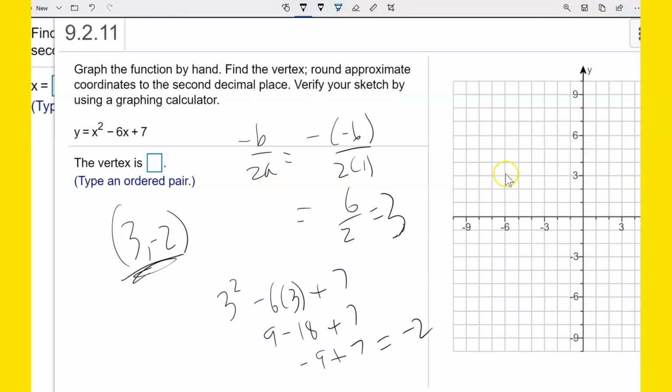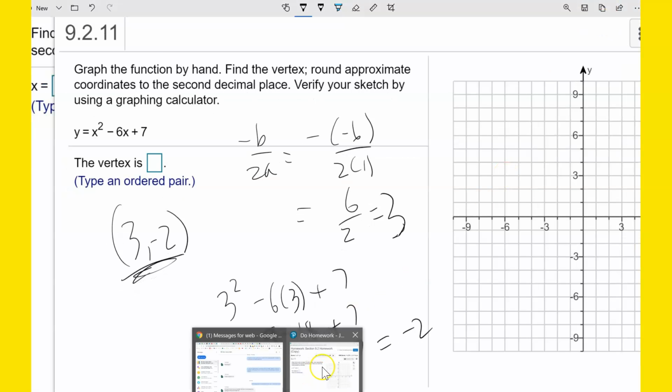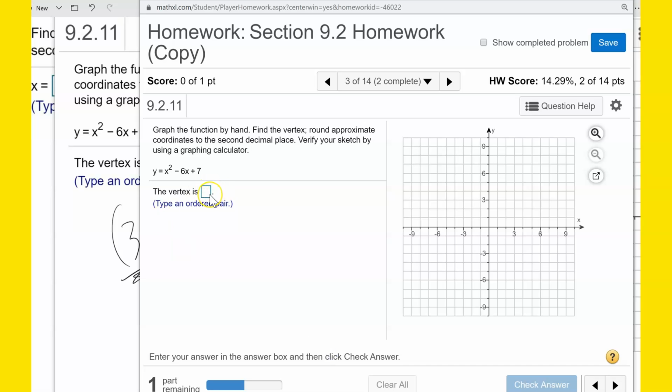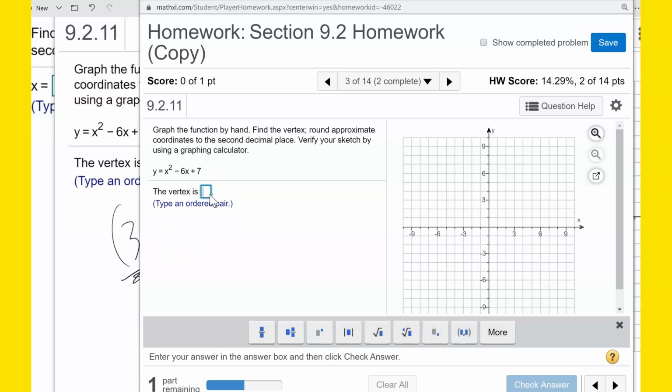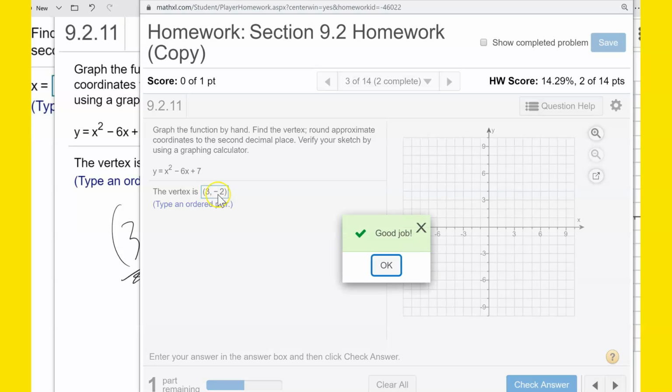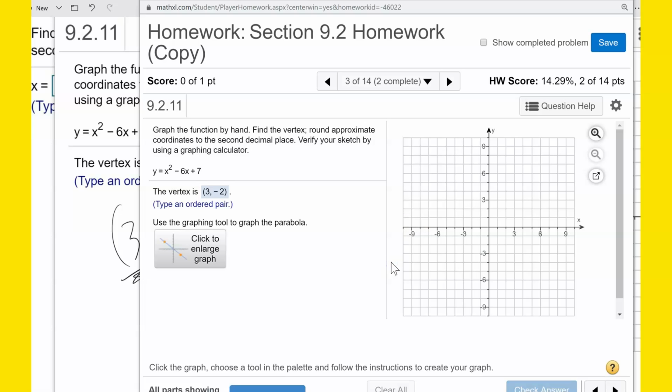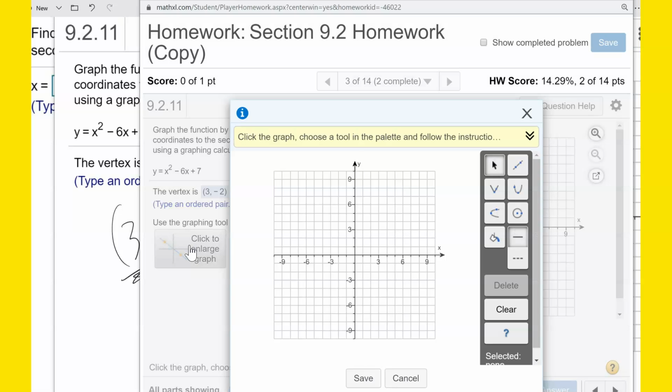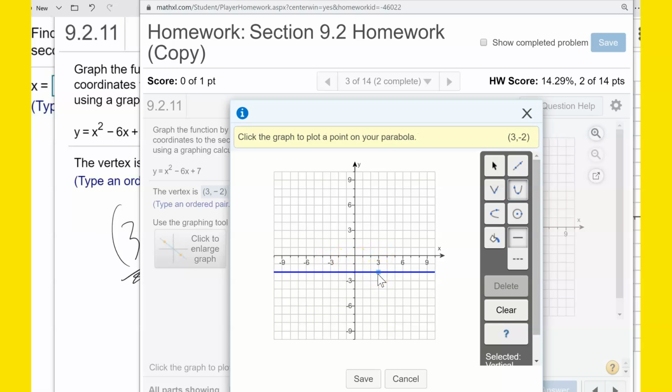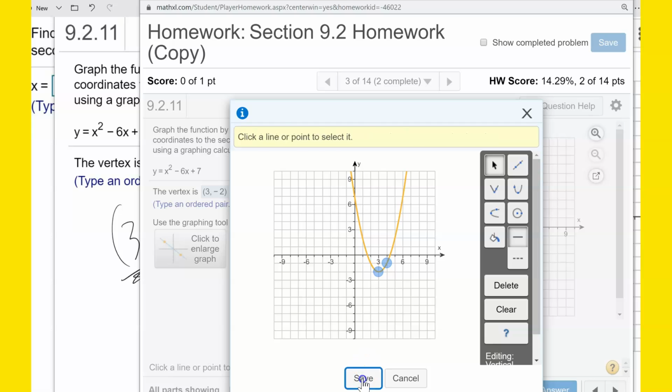I'm going to type that in the Math Excel. 3, negative 2. Isn't that what I said? 3, comma, negative 2. Okay. Now I have to graph this thing. So I click my vertical parabola tool. I go to 3, negative 2, and I put a point. Then since the a is just 1, I just do my normal thing. I go over 1, up 1, and it's going to graph the whole parabola for me. And that's very simple.